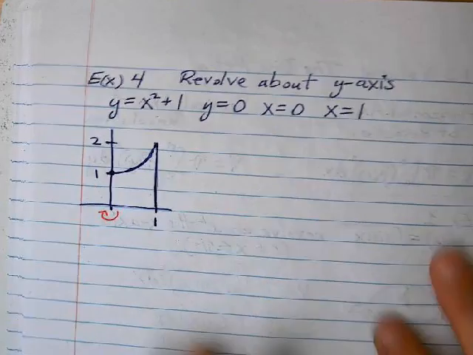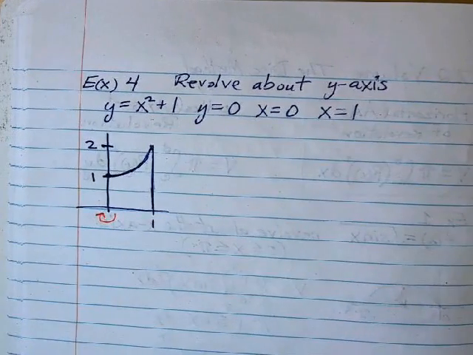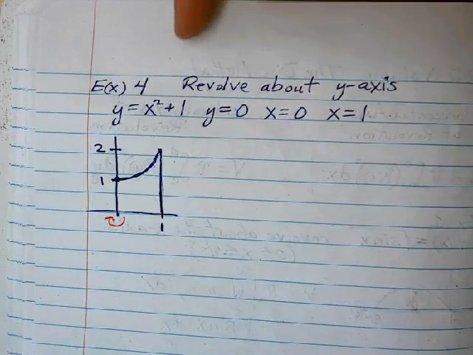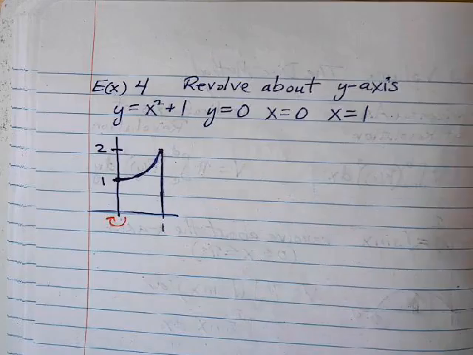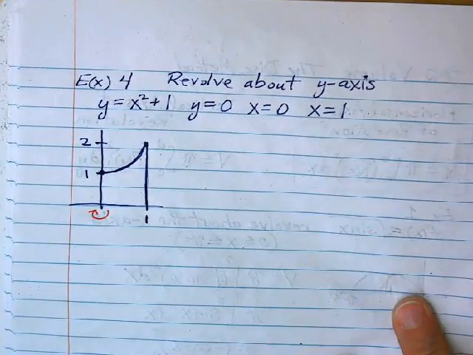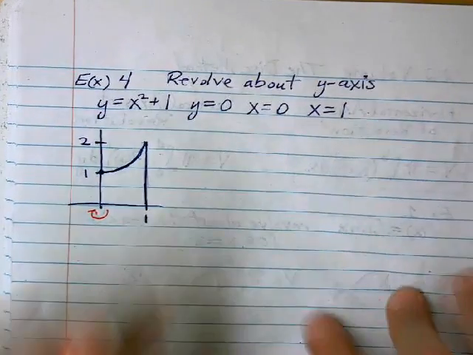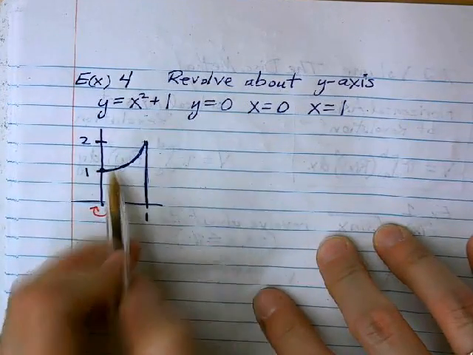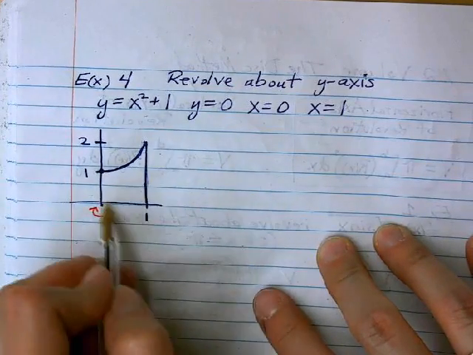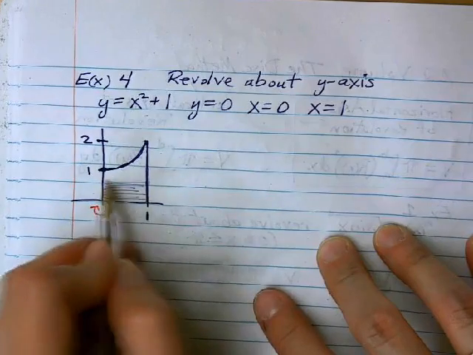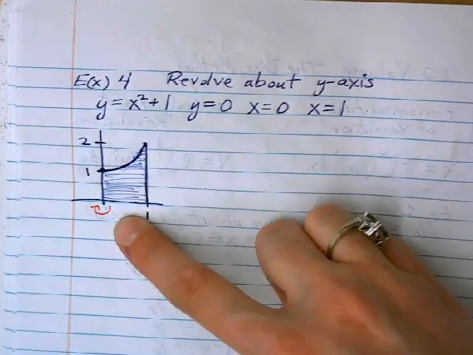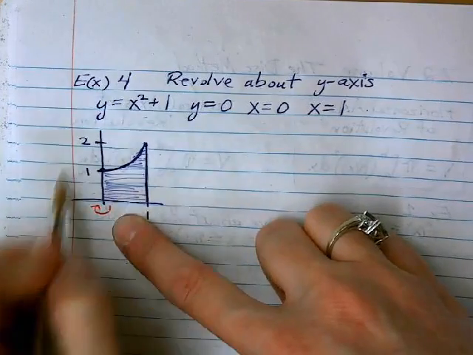This is example 4 in the book from lesson 7.2, and I've drawn it for you here. I have all the equations. So it's an area that's bounded by all those equations: x squared plus 1 is here, y equals 0, x equals 0, x equals 1. So it's this region in here. And it says to revolve around the y-axis this time. If you do that, again, you can kind of think three-dimensional.